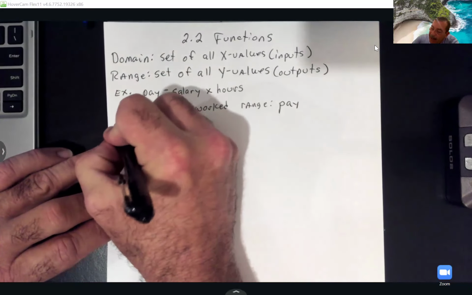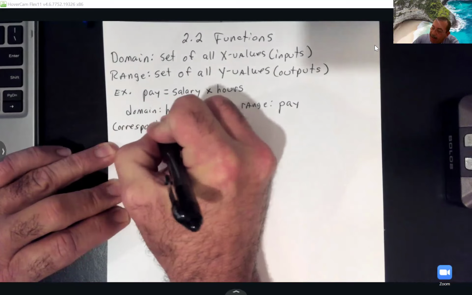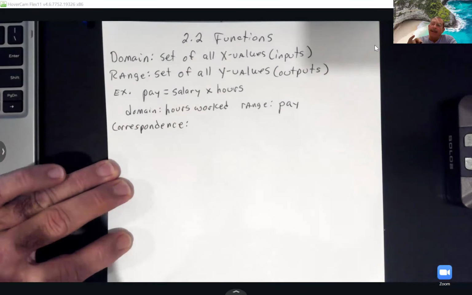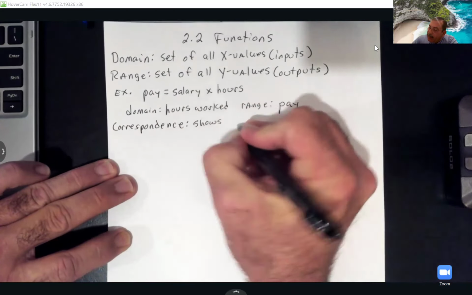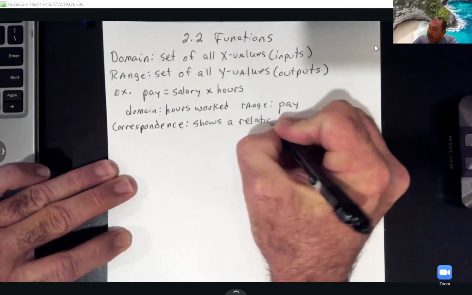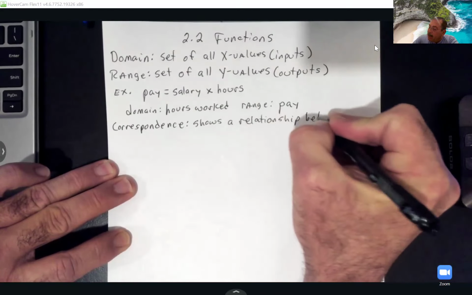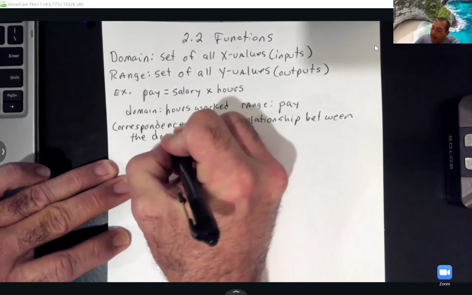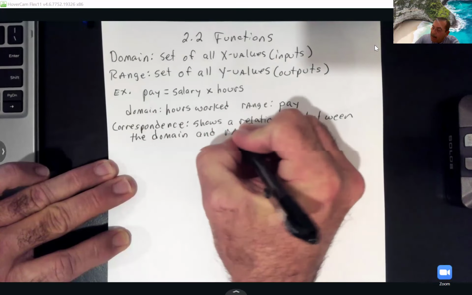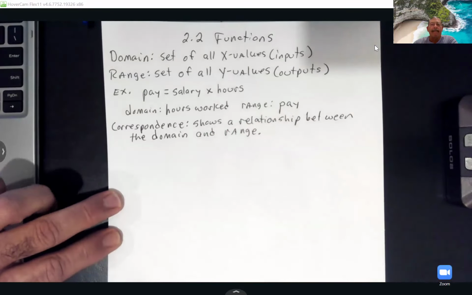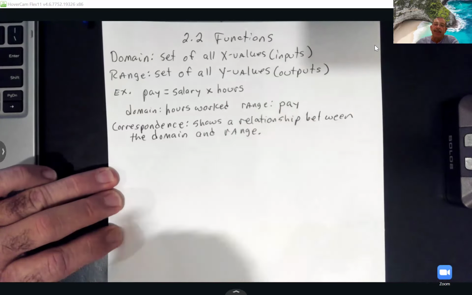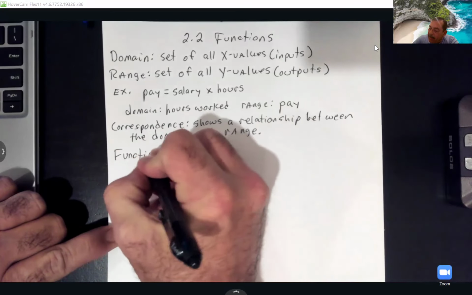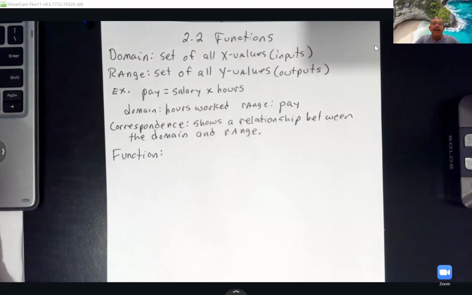All right, so now let's look at a correspondence. So a correspondence shows a relationship between the domain and the range. Okay, so it's going to show a relationship between the domain and range. And then y'all, the last definition is a function.